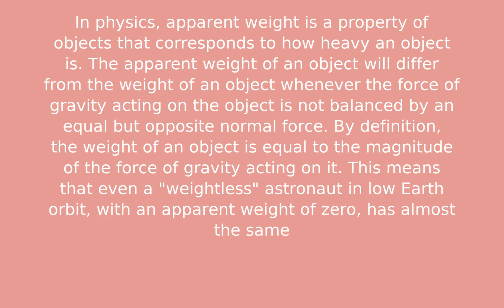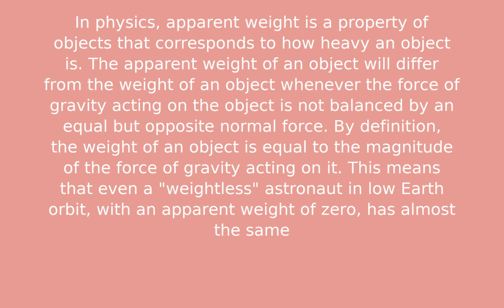In physics, apparent weight is a property of objects that corresponds to how heavy an object is. The apparent weight of an object will differ from the weight of an object whenever the force of gravity acting on the object is not balanced by an equal but opposite normal force.